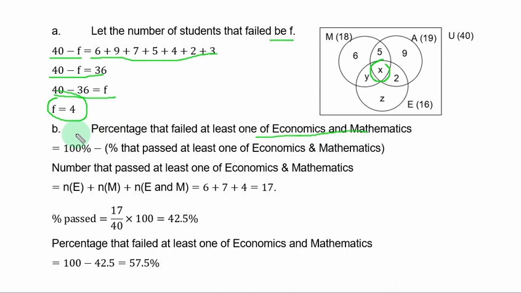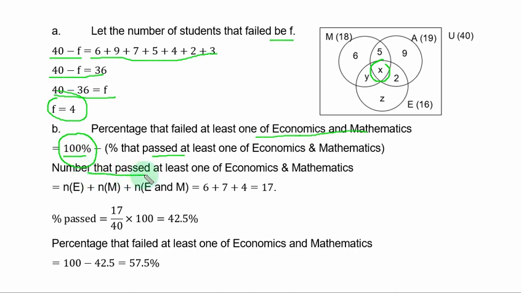B part of the question, find the percentage that failed at least one of economics and mathematics. Now the whole question, you can take it as 100%. For you to get those that failed at least one of economics and mathematics, you need to subtract the percentage of those that pass, because it is easier for us to get the percentage of those that passed at least one of economics and mathematics. Once you get that percentage, you subtract it from 100. That gives the percentage of those that failed at least one of economics and mathematics.